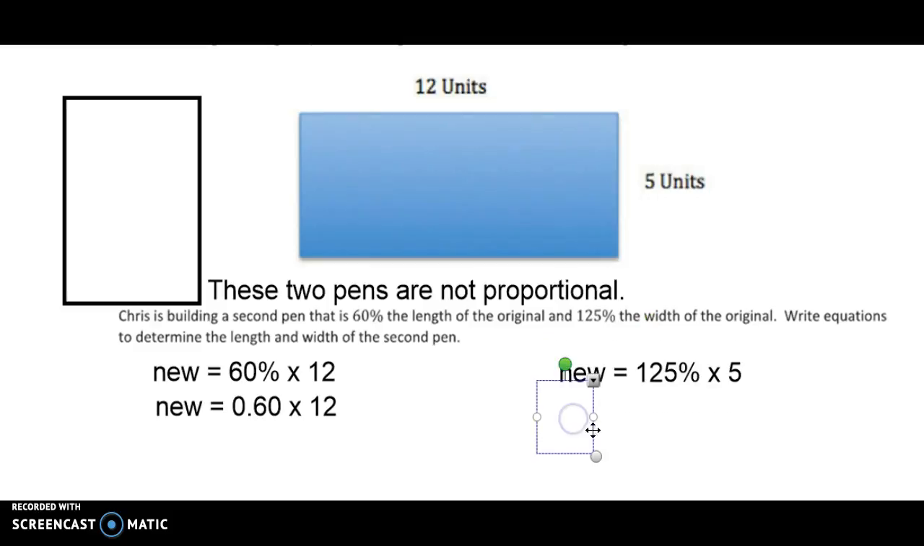All right, you've already done this several times today. That's why I'm going through this so fast. This is not new information for you. 1.25 times the 5, okay? So all you've got to do for this one, what's the new length, what's the new width? You've got your calculators there to get that done.